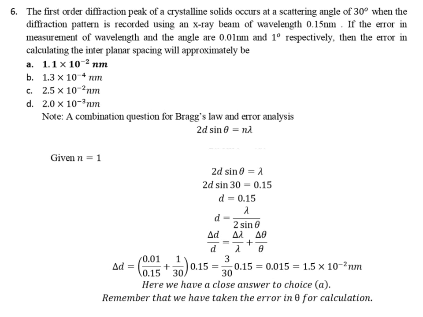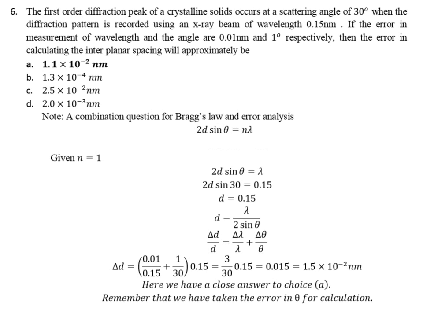Now coming to the sixth problem. The first order diffraction peak of a crystalline solid occurs at a scattering angle 30 degree, where the diffraction pattern is recorded using an X-ray beam of wavelength 0.15 nanometer. If the error in the measurement of the wavelength and the angle are 0.01 nanometer and 1 degree respectively, then the error in calculating the interplanar spacing will be approximately, the answer is A. Note that this is a combination question. A combination question from Bragg's law and error analysis.